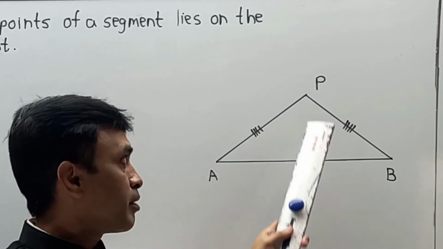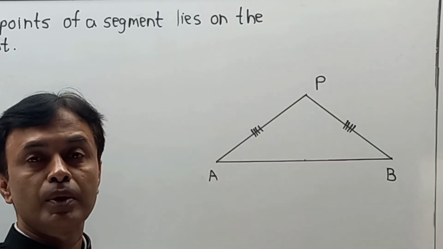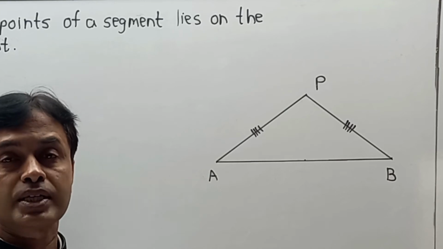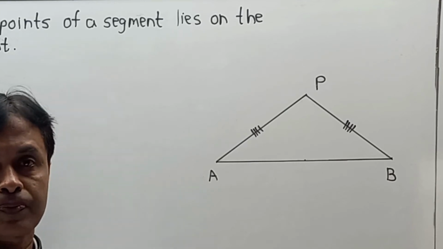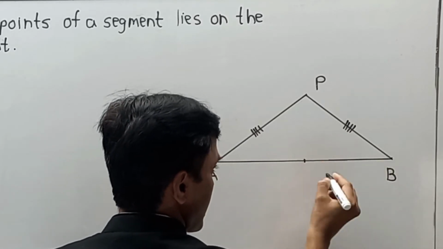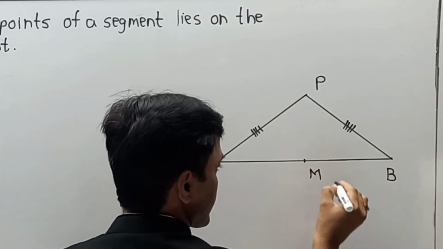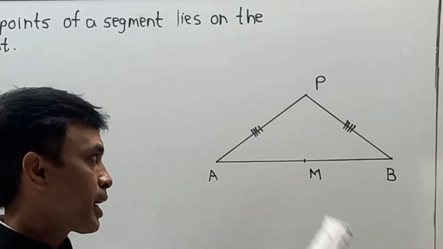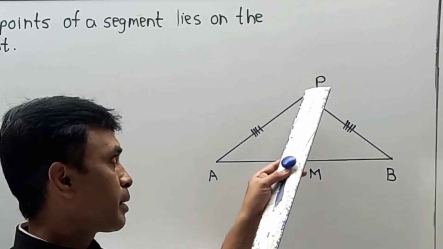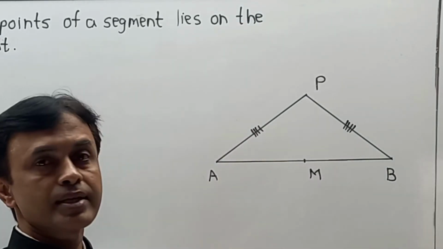Now here we cannot show directly PA congruent to PB, so we are going to do some modification, means we are going to do construction. Now what is exactly we are going to do construction? We are taking AB, let us say here M is the midpoint of AB, and as M is a midpoint of AB, then we are going to draw one line passing from point P as well as M.